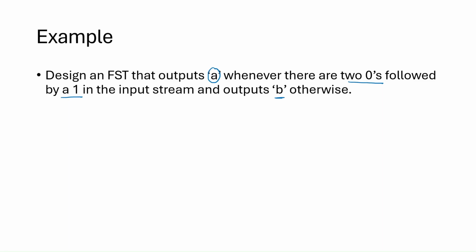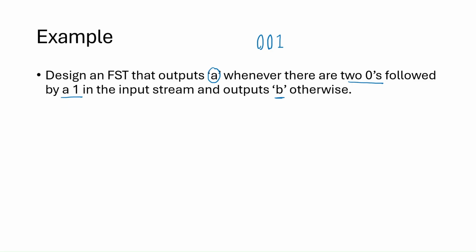So in the previous example, the pattern that the machine was supposed to detect was 0, 0. So whenever it sees 0, 0, it outputs an A, otherwise it outputs a B. Now the pattern here is a little bit more interesting. The pattern that the machine looks for is two zeros in a row followed by a 1. So it looks for this in the input stream, 0, 0, 1. So whenever in the input stream it sees 0, 0, 1, it outputs an A, otherwise it outputs a B. So that's the machine that we want to design.